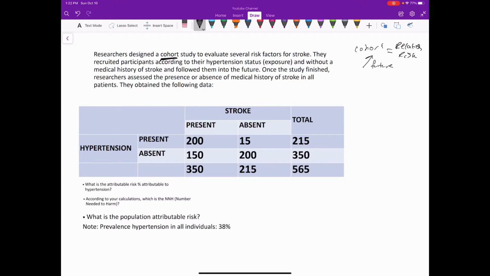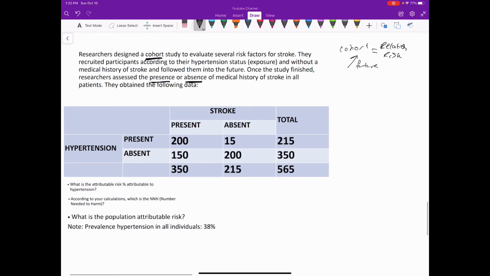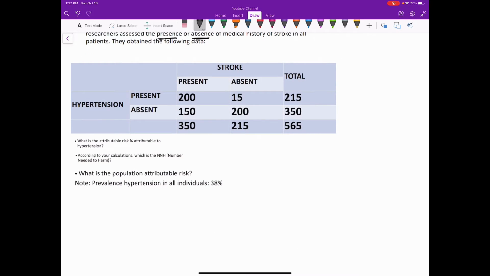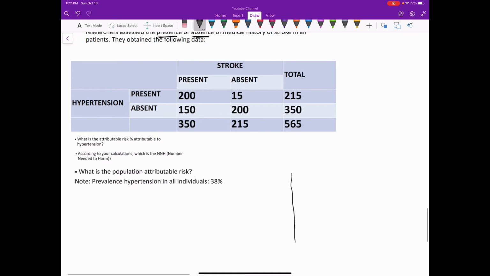Once the study finished, researchers assessed the presence or absence of a medical history, so if they had a medical history of stroke or if they didn't, in all the patients, and they obtained the following data. So we're going to do how I like to do it. You could skip the video if you don't like it, but recreate your table so you understand it in your own mind. Sometimes if you just read the table, it gets confusing.